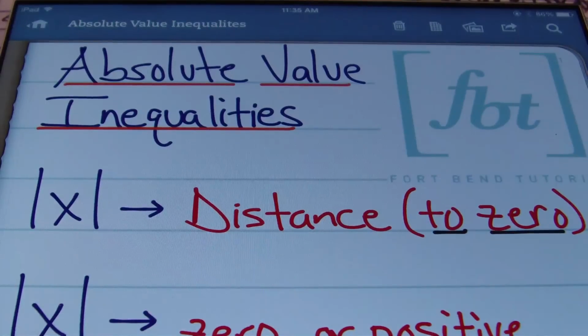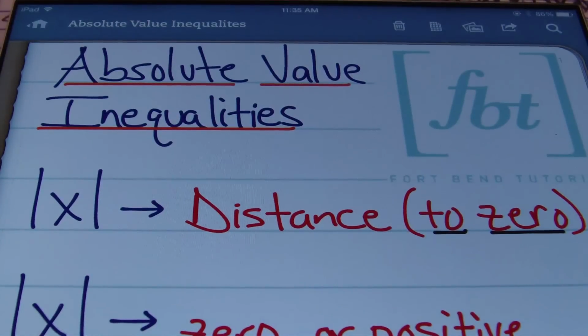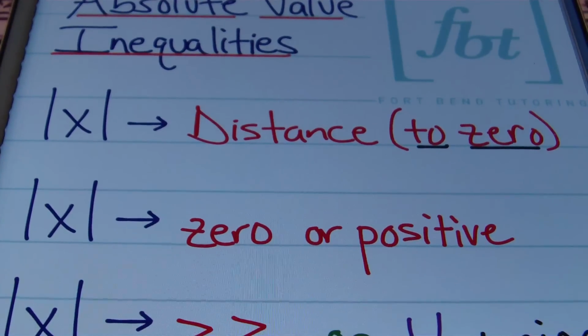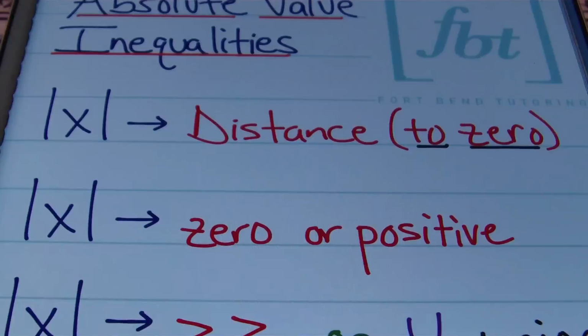So when you're dealing with an absolute value, you need to know that the absolute value of a function is the distance to zero. That's right. The question is asking you how far away from zero are you? And that answer is always going to be one of two things. It's either going to be zero or a positive value.